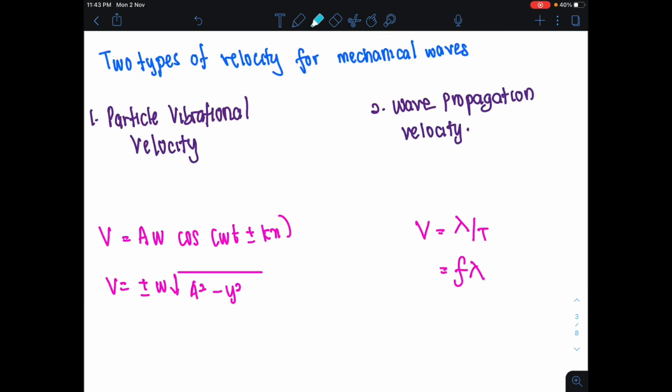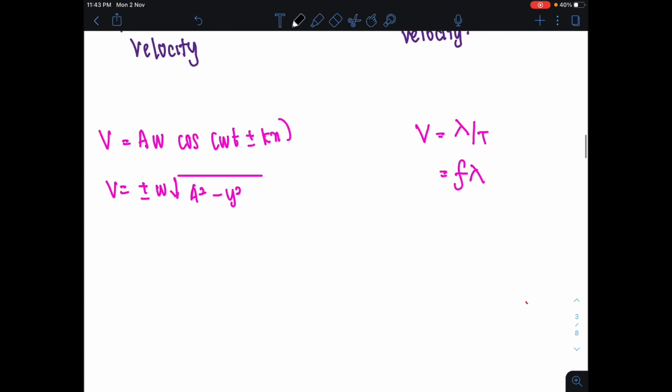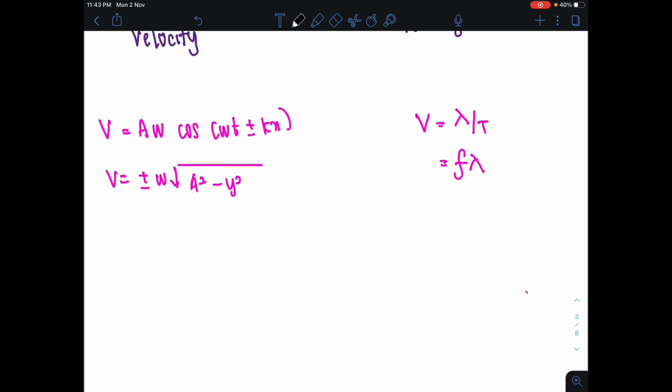Okay, next we're going to look at the velocity for mechanical wave. There are two types of velocity for mechanical wave. One is particle vibrational velocity and another one is wave propagation velocity. Okay, what does these two velocity means are, when you have a wave being produced due to this mechanical wave, what is going to happen that this is the shape of your wave.